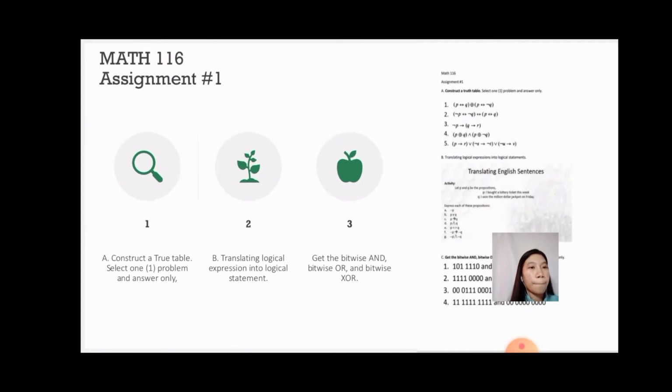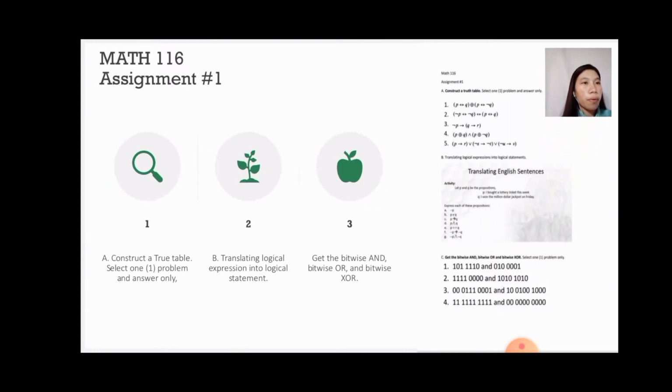Next. These are the assignment of Math 166, Assignment 1, given by Ma'am Cindy Lasco, our teacher. In column A, construct a truth table, select one problem and answer only. What I answered in 1 to 5 is number 4.